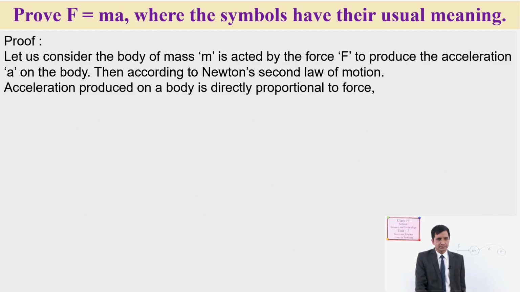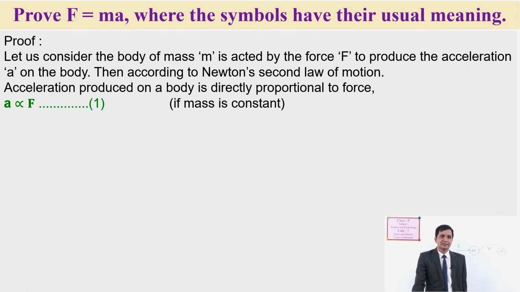As we already know, acceleration produced on a body is directly proportional to the force, which can be expressed in a mathematical equation in this way. Acceleration is directly proportional to force, and actually this equation gives the relationship between only two physical quantities. So, what is missing here? Obviously, the mass. Mass should be taken as constant.